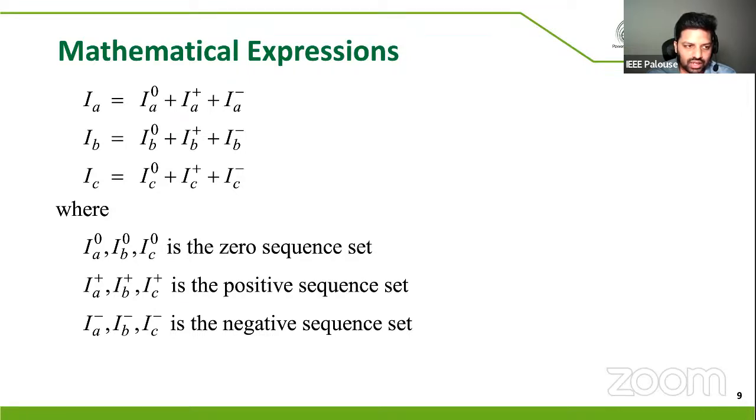So if we take the IA phase, it can be split into three different components that are shown in this slide: IA zero sequence, IA positive sequence, and IA negative sequence. Likewise, exactly the same for the IB phase and IC phase. As I mentioned before, IA0, IB0, IC0 are the zero sequence components. IA positive, IB positive, and IC positive are the positive sequence components. And likewise, IA negative, IB negative, and IC negative are the negative sequence components.